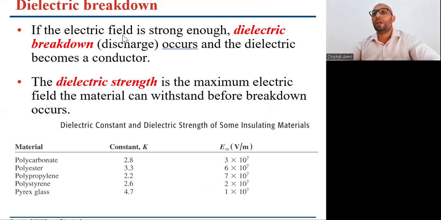Let's continue. If the electric field is strong enough, the dielectric breakdown, that means discharge, occurs and the dielectric becomes a conductor. The dielectric strength is the maximum electric field the material can withstand before breakdown. And here we have dielectric constants and dielectric strength of some insulating materials. For polycarbonate, for example, the constant kappa is equal to 2.8 and the electric field strength is equal to 3 times 10^7, and so on.